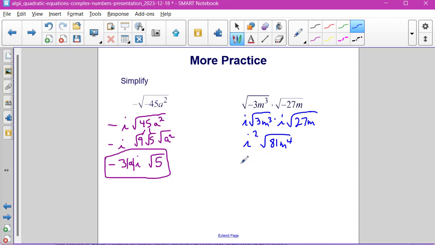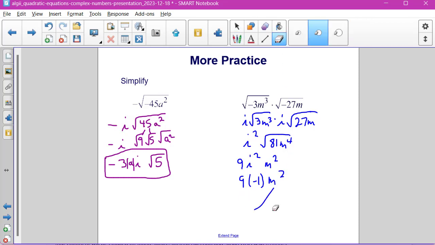Now the square root of 81 is 9. So we have 9i squared. And we have, from m to the fourth, we now have m raised to the second power. And now i squared is negative 1, so we have 9 times negative 1 times m squared. So we have as our final answer here, negative 9m to the second power, or m squared.